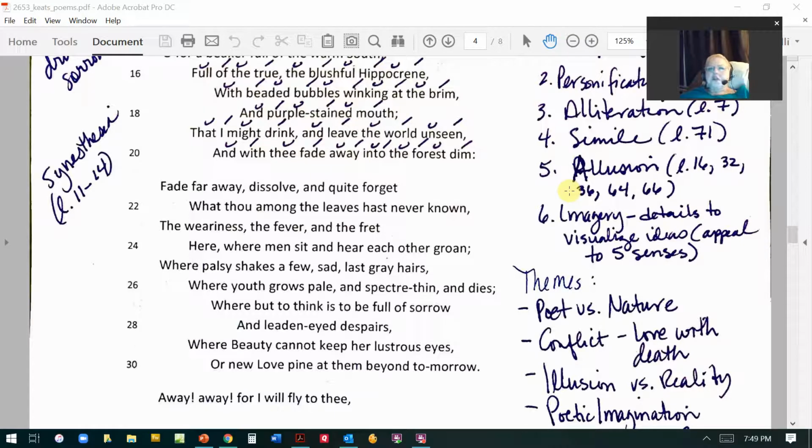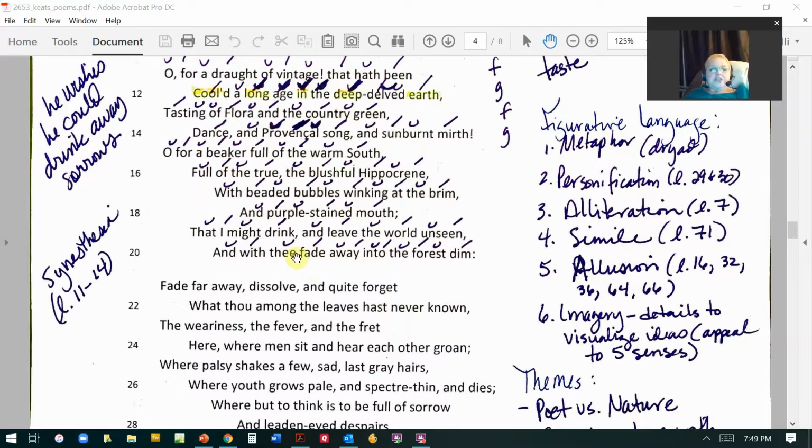Well, a note is a sound and blue is a sight, right? And so that's synesthesia. And so he is one of the greatest practitioners of it. So synesthesia, lines 11 through 14 is a good example.